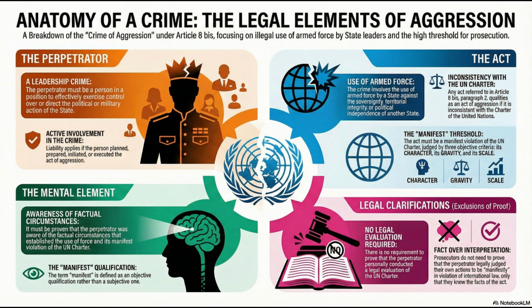The mental element is focused strictly on the awareness of factual circumstances. Wait, really? Yeah, the prosecutor does not have to prove the leader performed some complex legal evaluation. If the leader knew the facts, like that they were ordering an army across a sovereign border to seize territory, the mental requirement is checked off. Oh, wow. That's a huge aha moment. It's fact over interpretation. Exactly. So a leader cannot use legal ignorance or creative lawyering as a shield. If the objective facts show a manifest violation, and the leader knew those facts, they are responsible. Their personal judgment of the law is just irrelevant.